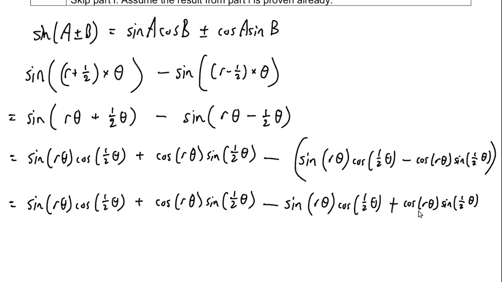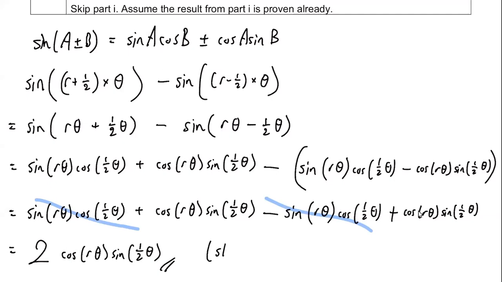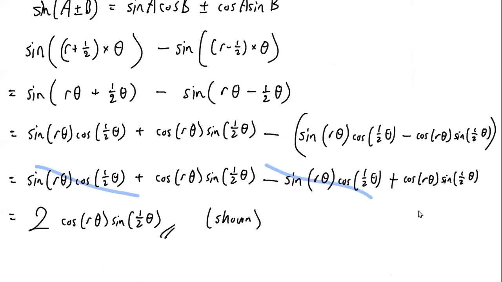Okay, then we can see that there are some terms that can cancel each other off. In particular, here and there, cancel off. Which means you're left with cosine r theta times sine half theta, plus cosine r theta times sine half theta. Then you add these two like terms together, you just end up with two copies of cosine r theta times sine half theta. And we are done. That's the right hand side. Okay. Sure. Or is it proven? Yeah, proven. Should be proven.